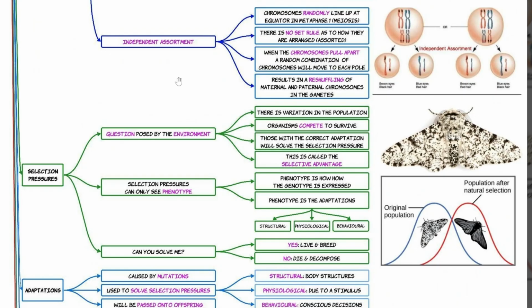Selection pressures can only see phenotype. They cannot see the genotype or the alleles you possess. The phenotype is how the genotype is expressed. It's how the individual looks to the environment. If an organism is able to solve the selection pressure, it will live and breed and pass on its DNA to the next generation. And if it can't solve the selection pressure, it will die, decompose, not passing on its alleles to the next generation. And the famous example here is the peppered moth in the Industrial Revolution.